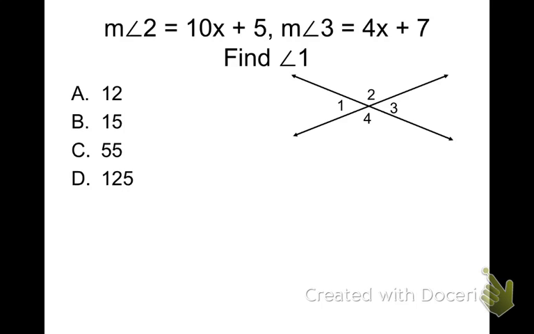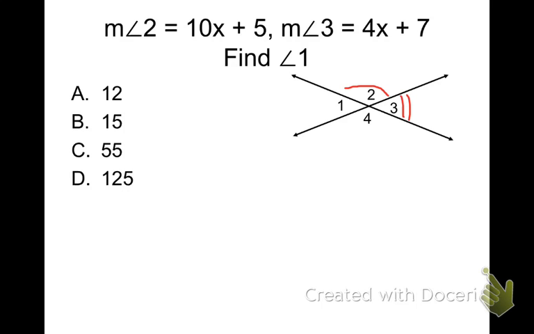Okay, I'll try not to give this one away before we're ready. Let's see. Measurement of angle 2 equals the expression 10x plus 5. Angle 3 equals 4x plus 7. Find angle 1. Well, in this example, we're given the expressions for a linear pair.